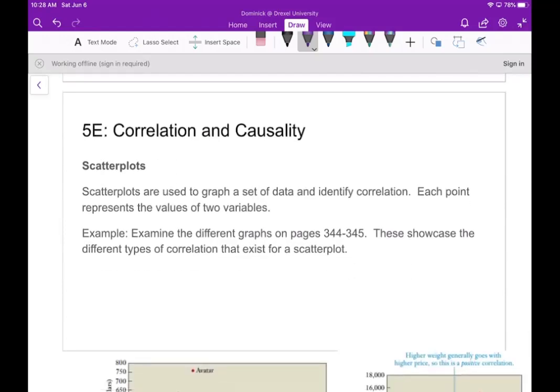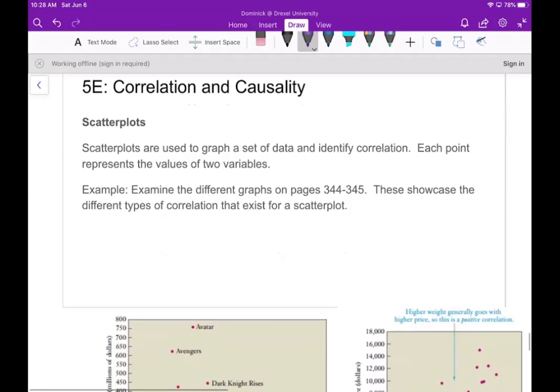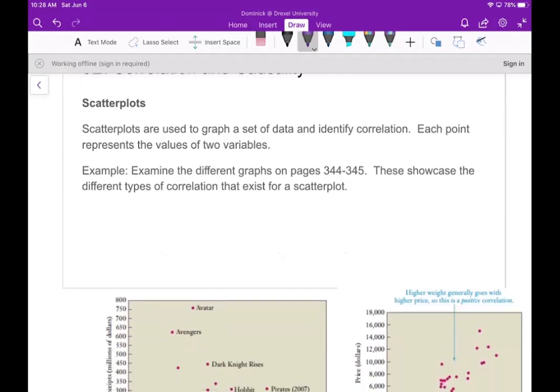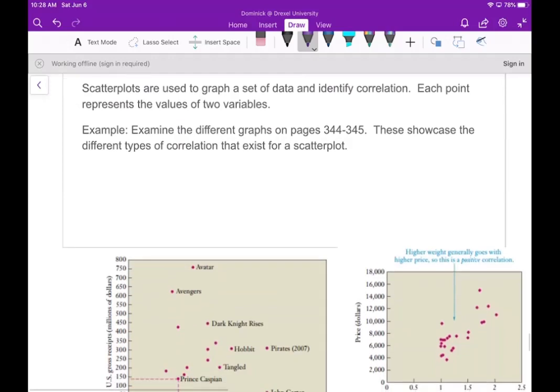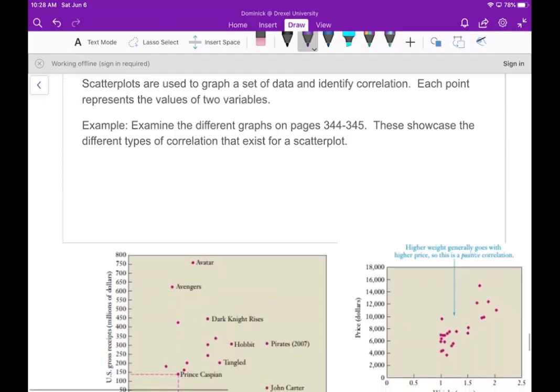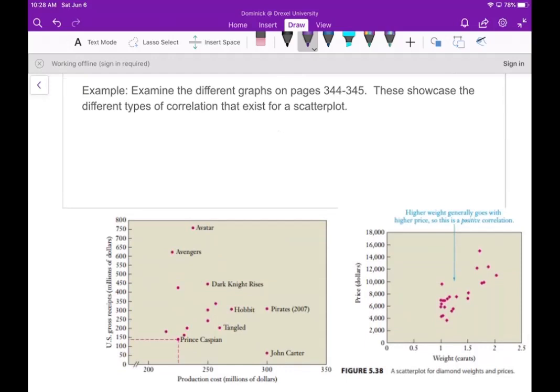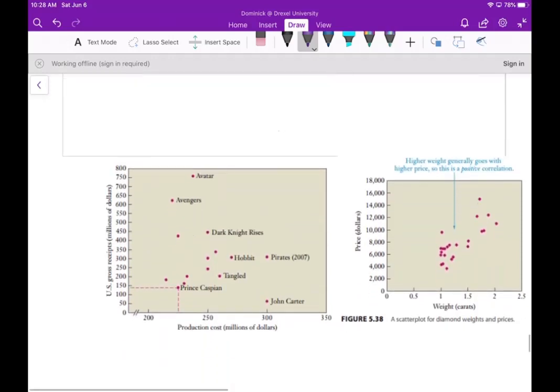Now, one thing that's often used to identify correlation is a scatter plot. Each point on a scatter plot represents the values of the two variables. We're going to look at a couple of the different graphs from the book, and then we'll talk about the different types of correlation that they exhibit.